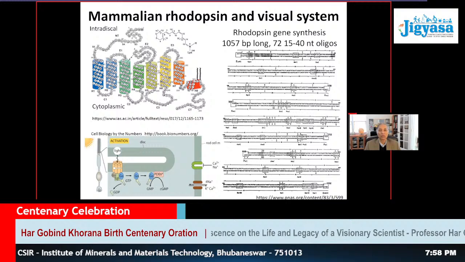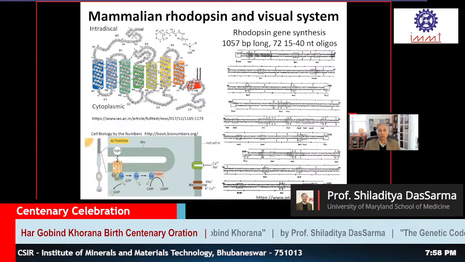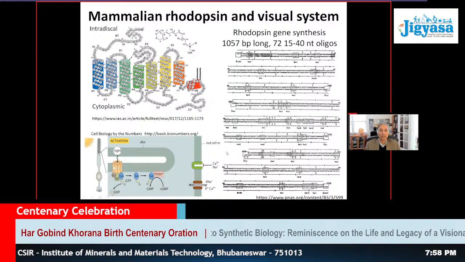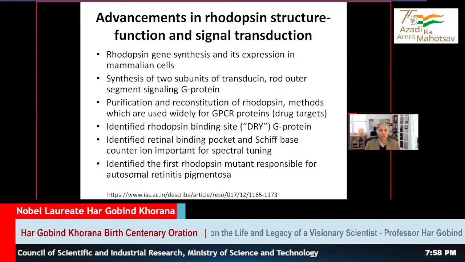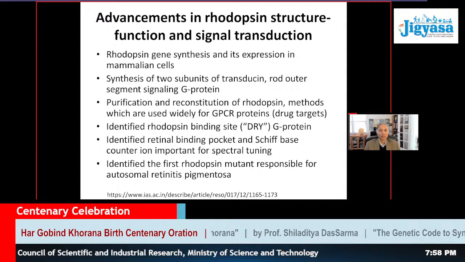The Khorana lab also proceeded to synthesize the rhodopsin gene, which is even larger than the bacteriorhodopsin gene. It's 1,057 base pairs long. He required 72 oligonucleotides between 15 and 40 in size. And you can see this is the strategy that he used for synthesis. So he spent about 20 years studying the rhodopsin structure and function and signal transduction, and had too many achievements to share with you here.